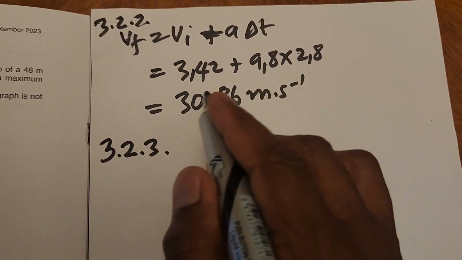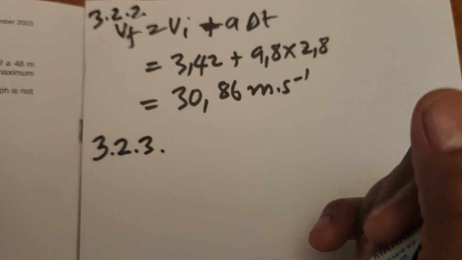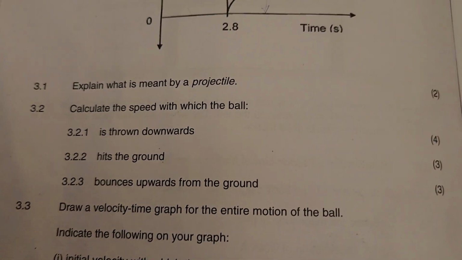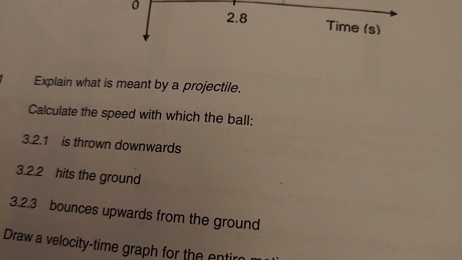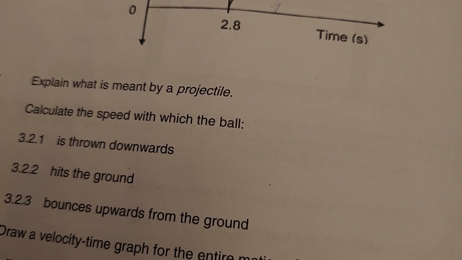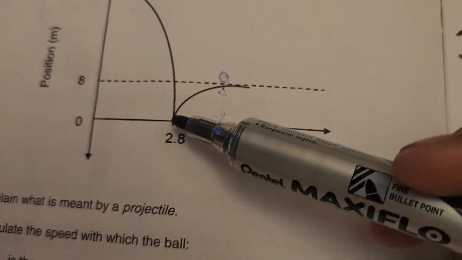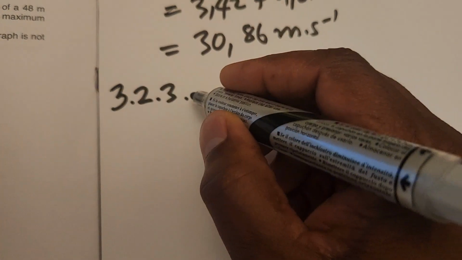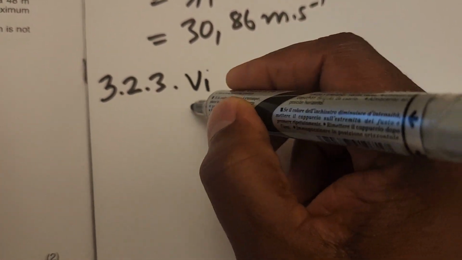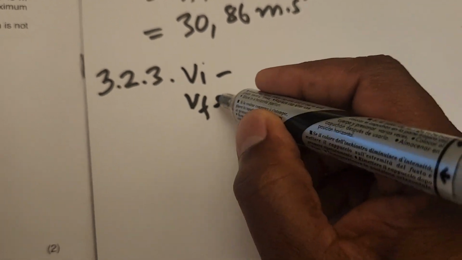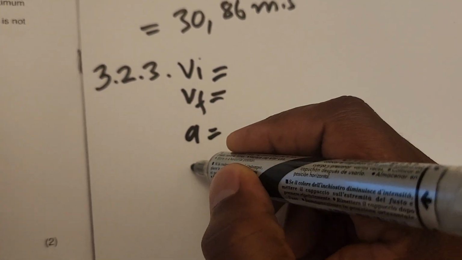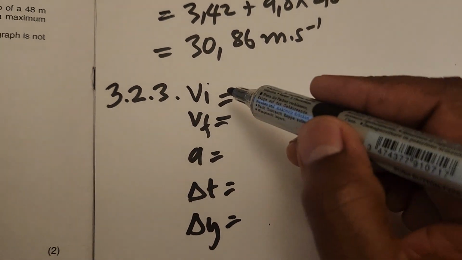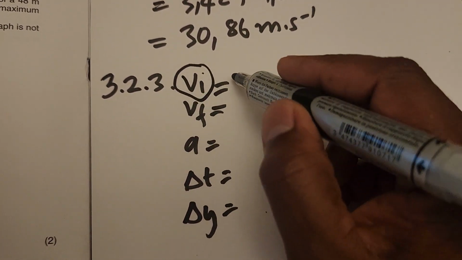In 3.2.3, they go and use any formula that's got VF in it. Remember, there are 3 formulas that have got VF out of the 4. Now calculate the speed with which the ball bounces upwards from the ground. You can see, after bouncing upward, it reached a height of 8 meters. Remember, as I said, we follow VI. Let's look at VI, VF, and then we have A, delta T, delta Y. Very important, we follow VI. What is the initial direction of VI? According to this one, VI is upwards.